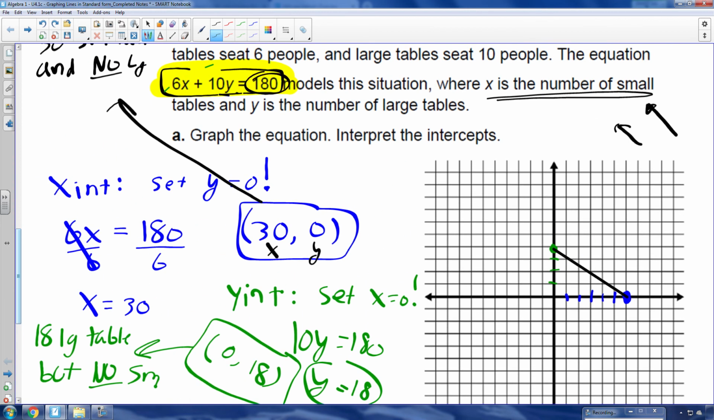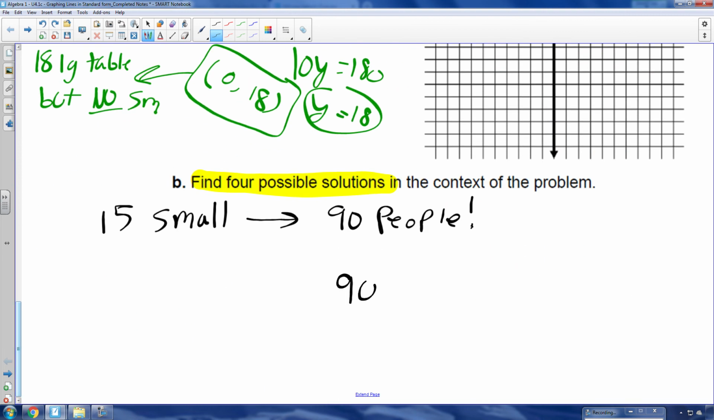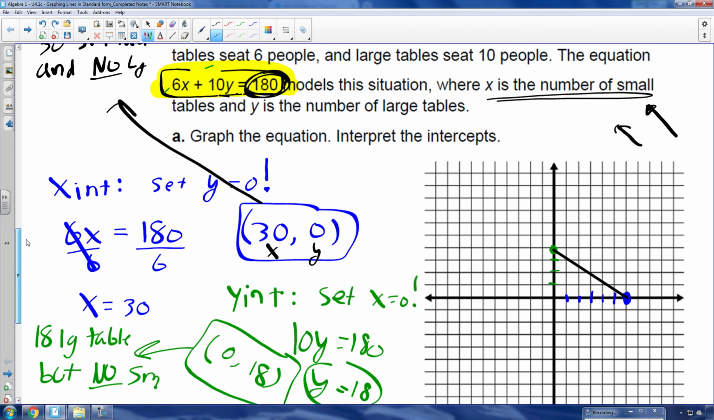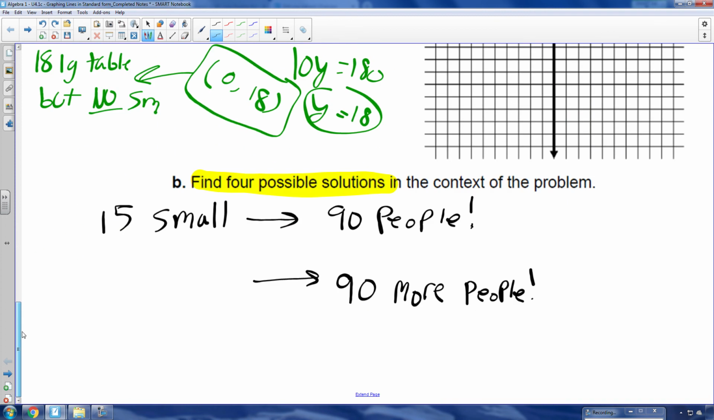Okay, perfect. How many people do we have left over at this deal? 180 total, right? So how many people left? 90 people. 90 more people, I'm going to say, like this. So how could we get 90 people into these large tables? How many does the large table seat? It looks like the large tables seat 10 people. So how many large tables? 9. So 9 large tables.